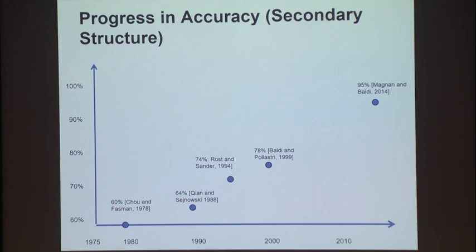I won't go into the details, but to give you a sense of how performance has improved over the last 40 years, Chou and Fasman built the first system for secondary structure prediction in '78 with an accuracy of about 60%. Qian and Sejnowski in '88 trained the first neural network, not a very deep one, on this prediction, and they got about 64% correct prediction. And our latest system is about 95% correct using these recurrent deep learning approaches.